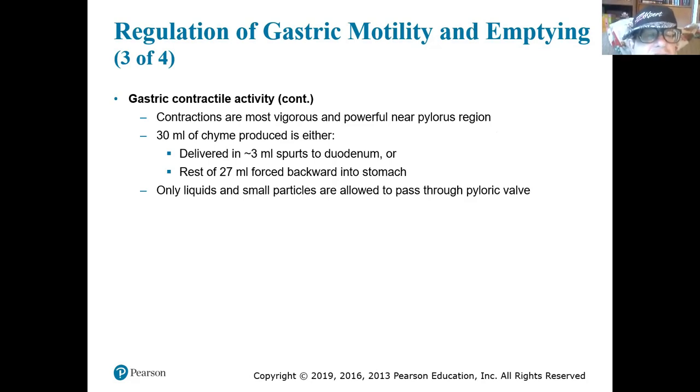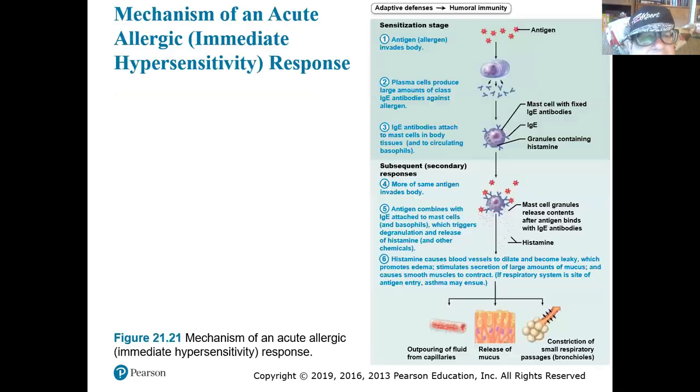About 30 milliliters of chyme is produced. You deliver it in really small amounts. Every time you squirt chyme into the duodenum, it's going to be about 3 milliliters. And the remaining 27 go back into the stomach. Only liquids or very small particles are allowed through the pyloric sphincter. What that means is you got to break that food down really, really good. You got to have it tiny, tiny.